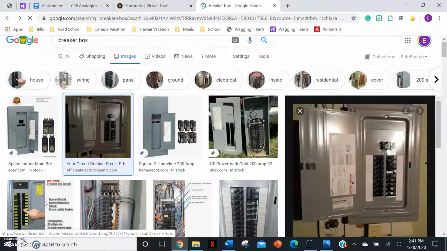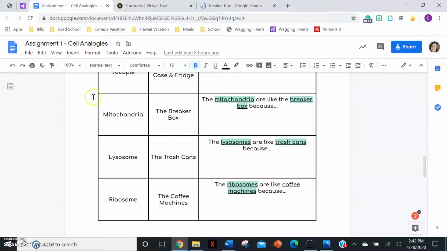Now, if you don't know what a breaker box is, it's basically this box in your house that controls all of the electricity in your house. There's a little switch for every single room and area of your house, and you can turn those switches on and off to control the flow of electricity. So how do you think the mitochondria are like the breaker box? You'll tell me about that over here.